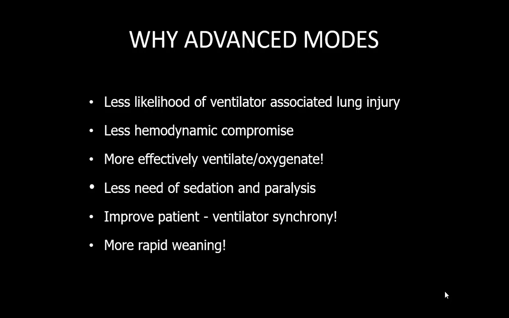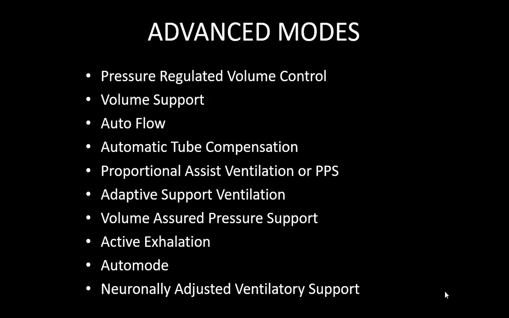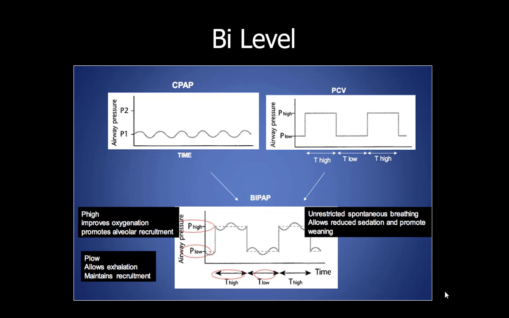So in quest of ideal ventilation, every company has modified some software and produced some different modes. These are the list of different modes. It is a long list, and there are so many modes which are not covered by me. So it is pressure regulated volume control, volume support, auto flow, automatic tube compensation, proportional assist ventilation or proportional pressure support, adaptive support ventilation, volume assured pressure support, active exhalation, auto mode, and neurally adjusted ventilatory support. And so on, the list is ongoing.